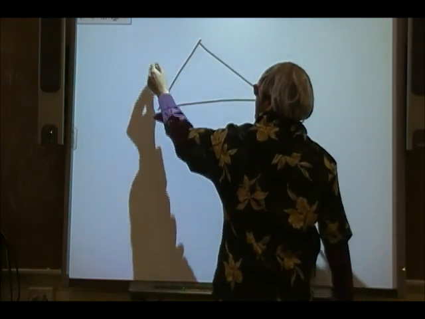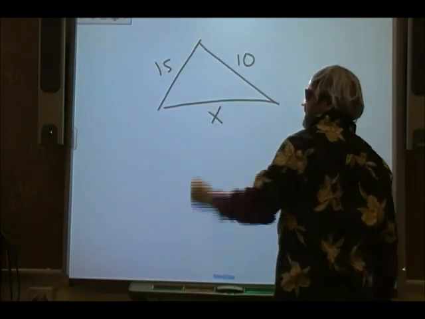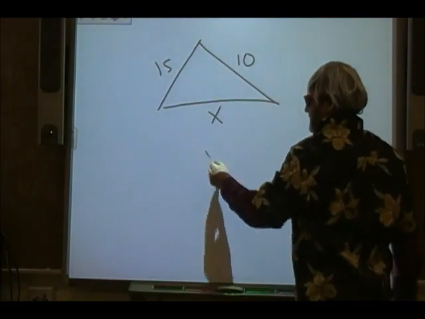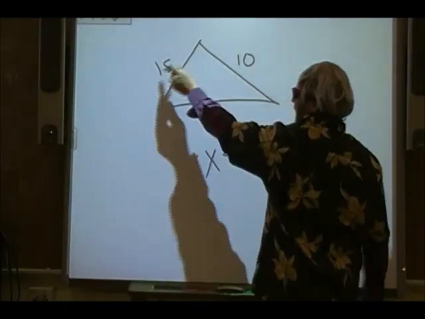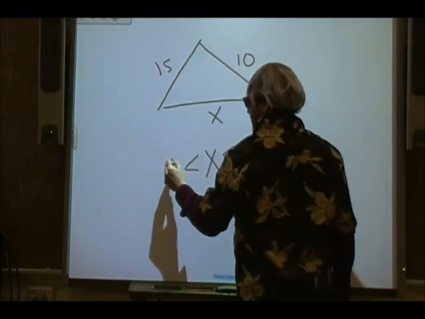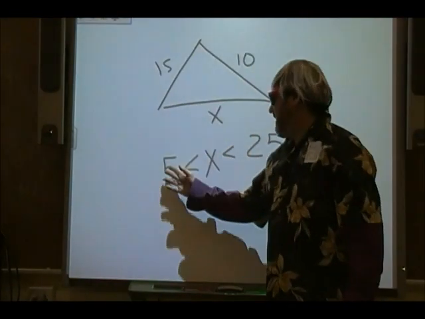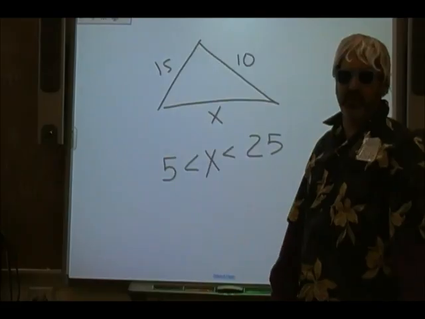So if they give you 15 and 10, and they want to know what is X? Well, X is in between. You add them, 25, and you subtract them. So X can be any number in between 5 and 25.